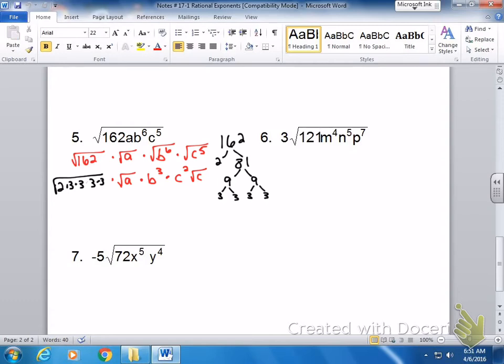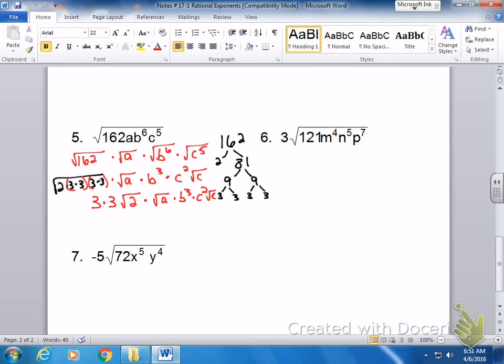Now I can count up my pairs. I've got one pair of 3's here and another pair of 3's there, and the 2 is going to be stuck inside. So what I have is one 3 pulled out and another one, but I left the square root of 2. I still have the square root of a, the b cubed, and the c squared square roots of c. Now I can do my multiplication.